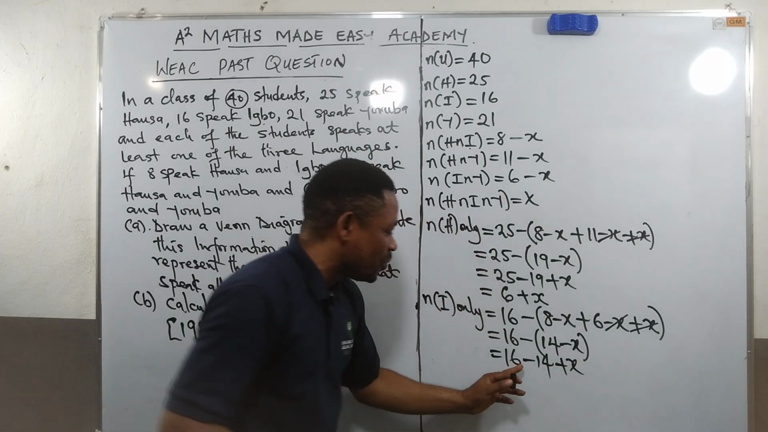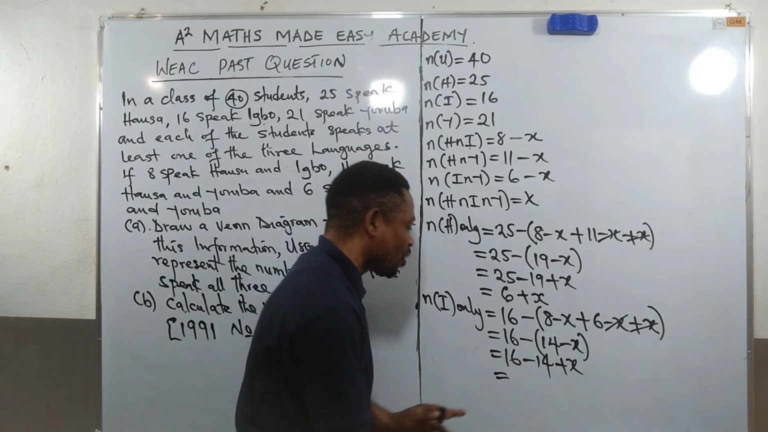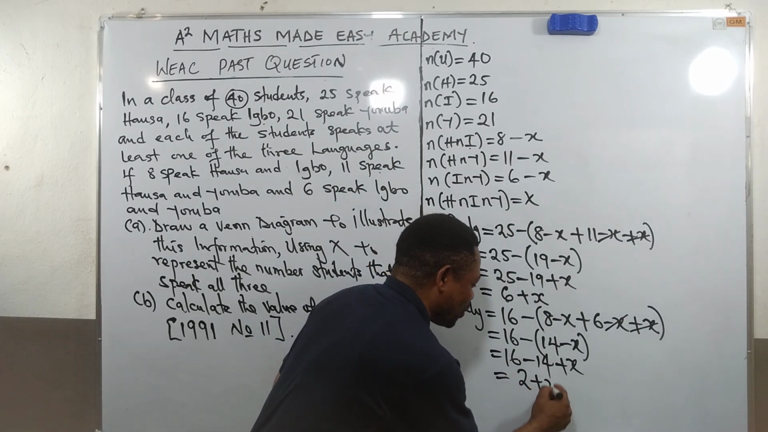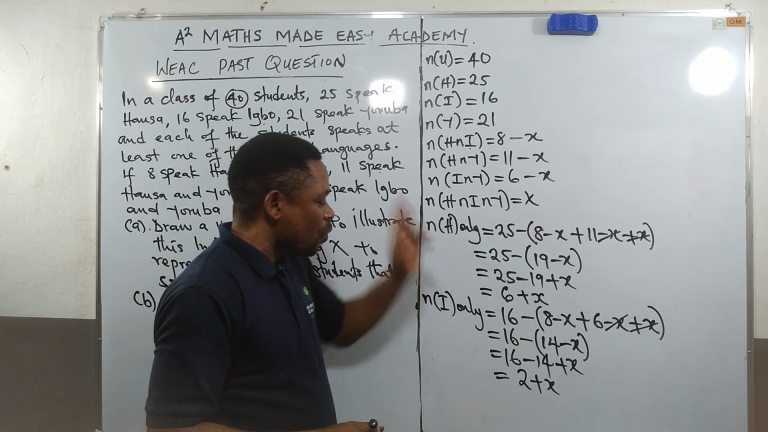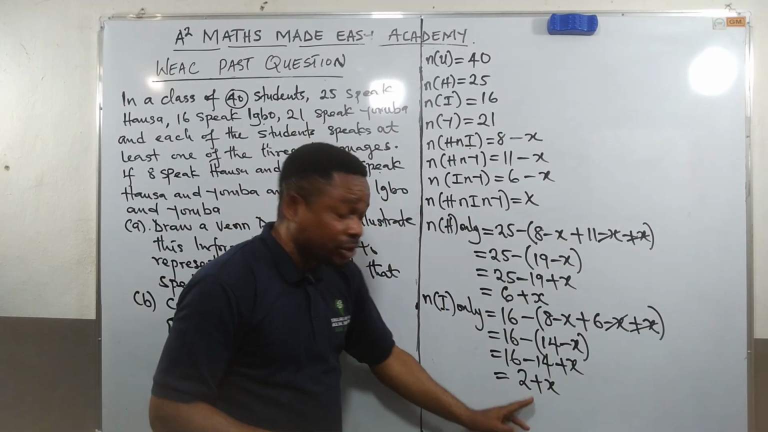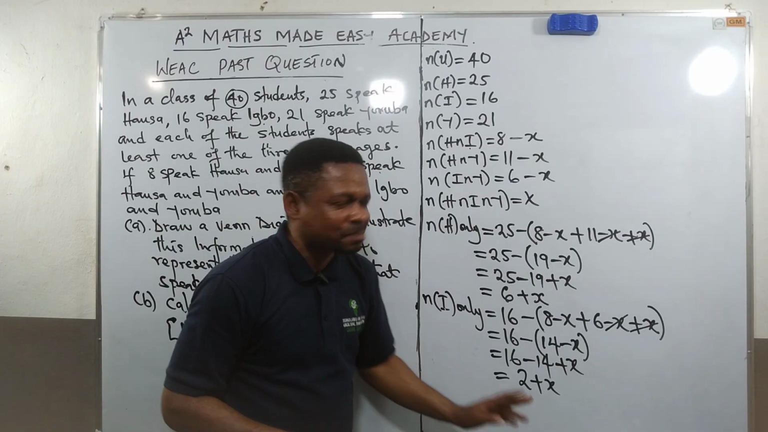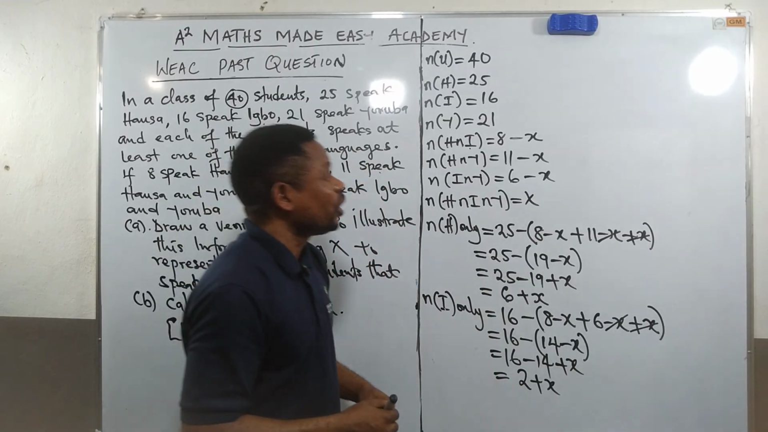X. Wow. Can we say now 16 minus 14? Talk to me. What is the answer? 2. Then plus what? X. Now if they ask you how many speak Igbo only? What do you tell me? 2 plus what? X. Then let's go to the final one. And what is the final one?